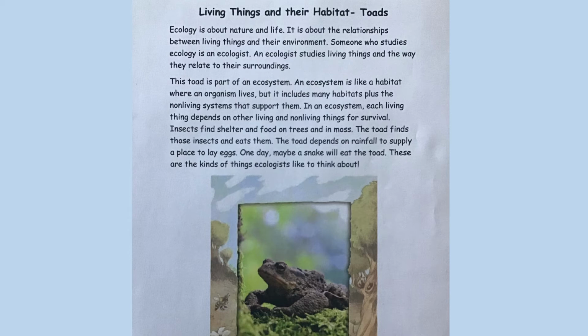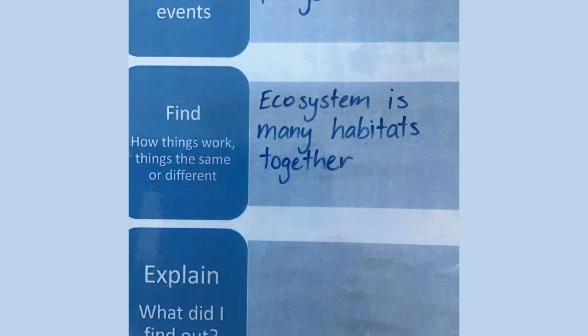In an ecosystem, each living thing depends on other living and non-living things for survival. So they really are linked. So in how things work, I've decided to put that ecosystem is many habitats together, because that explains to me that all those environments are linked and all of the animals and the non-living things are linked. So I've put that in our find section on the graphic organiser.